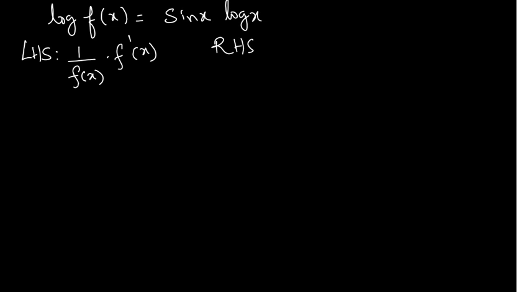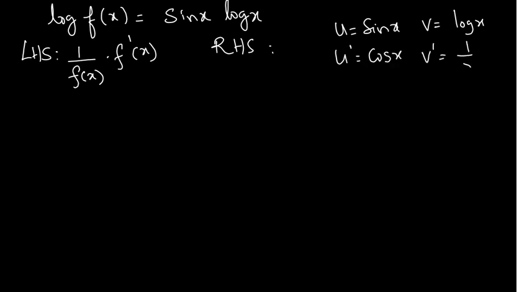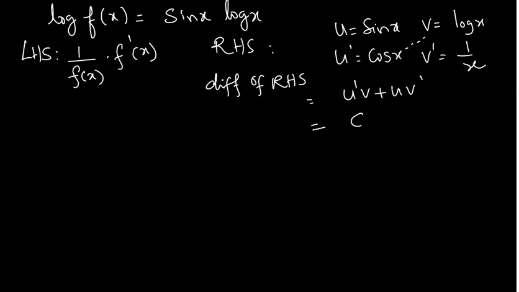For RHS differentiation, we are considering u equal to sine x, v equal to log x. u dash is cos x, v dash is 1 by x. So differentiation of RHS equals u dash v plus u v dash, that is cos x log x plus 1 by x sin x.